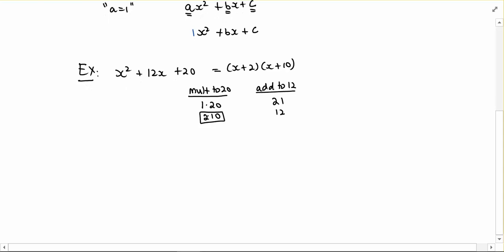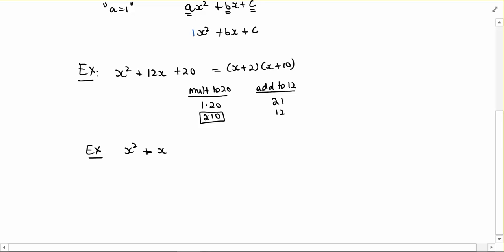Okay, another example. Factor. This time, let's take a look at x squared plus x.